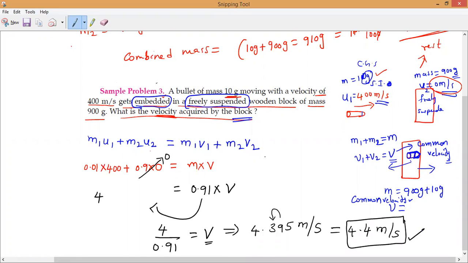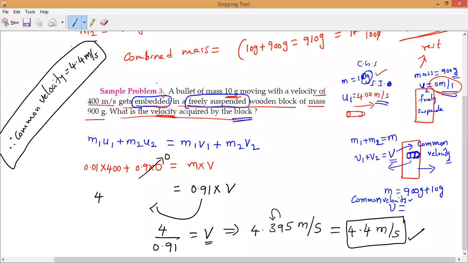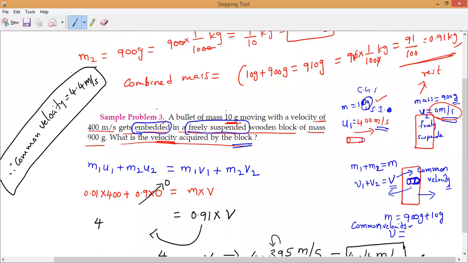Now check it. What is the book answer? So you can mention it. Therefore the common velocity, or we can say the velocity acquired by the block after the bullet is embedded, is equal to 4.4 meter per second. That is the answer you have to write. Okay, now try to solve it. Have you understood this question, Mitakshri?